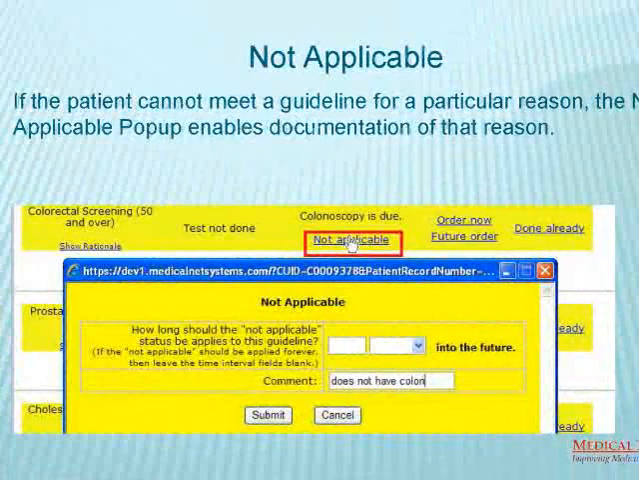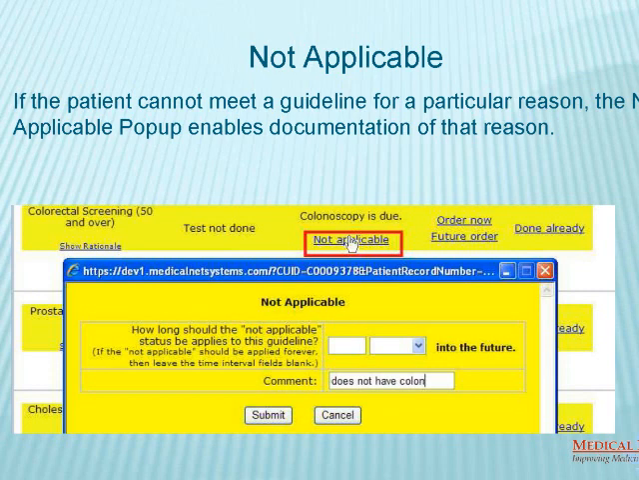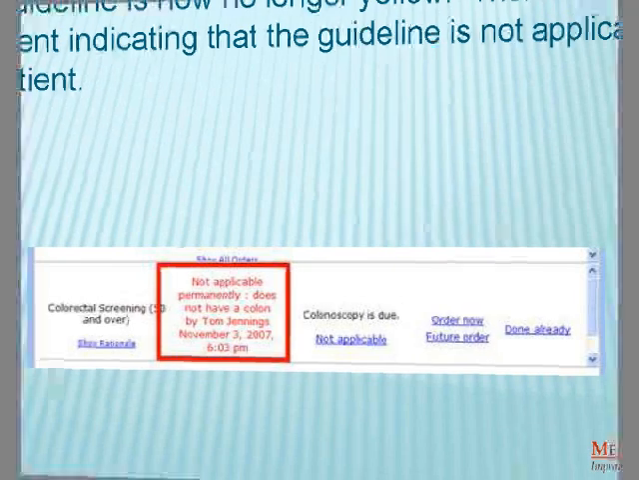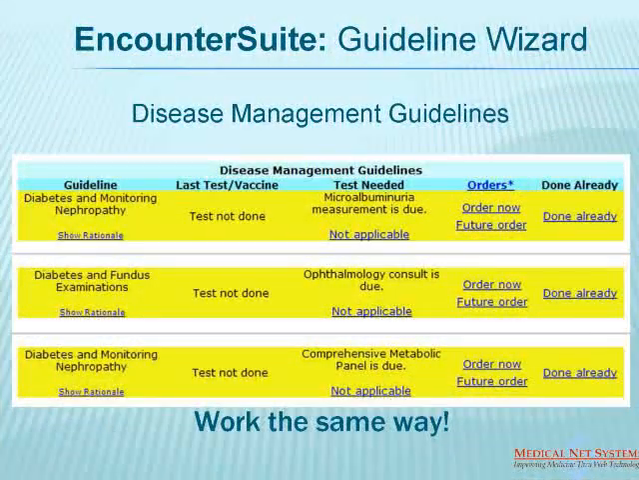The physician can document that the patient cannot meet a guideline for a particular reason by clicking the Not Applicable link. Once the Not Applicable reason has been submitted, the guideline is no longer yellow, and the comment indicating the reason is embedded into the guideline. Disease management guidelines work the same way.